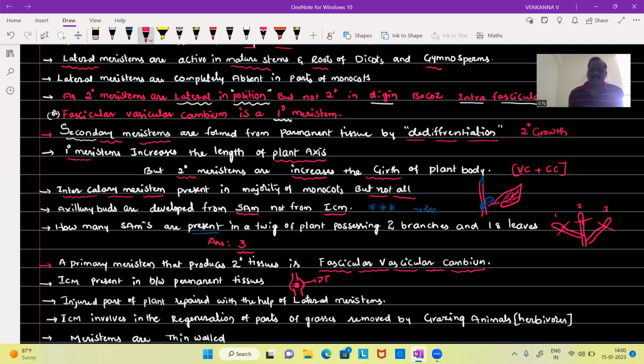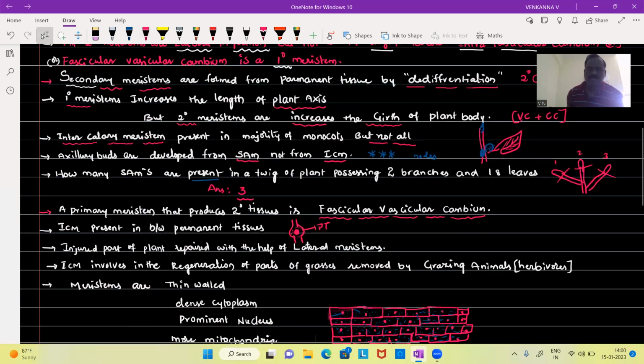In grass plants, if any part is injured, not only in grass plants but in the majority of all other plants, near to the node, the injured parts are developed from, or repaired by, lateral meristems. Repaired with the help of lateral meristems in plants.